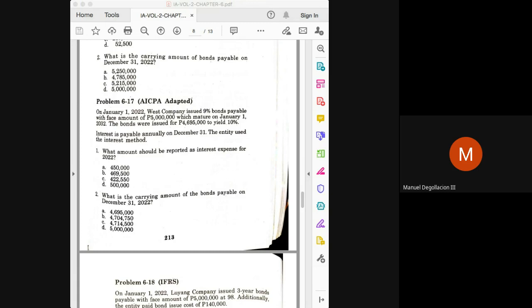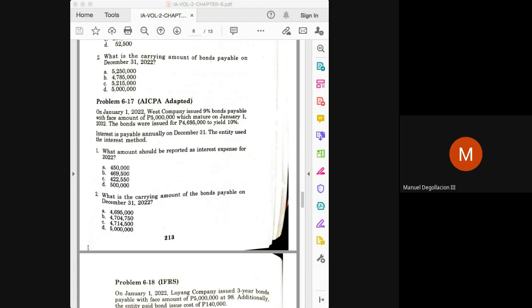Okay, alternative solution, previous carrying amount. How much was the carrying amount last year? 471,500, and then just add the amortization this year, which is 21,450, and that would still give us 4,735,950. Okay, and then let's try straight line method also for this problem.